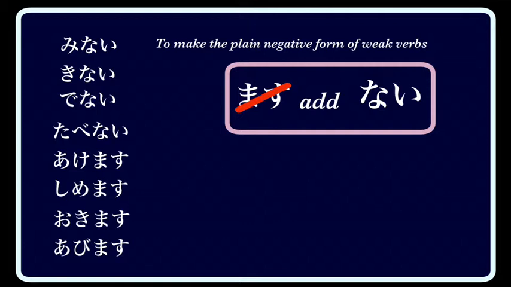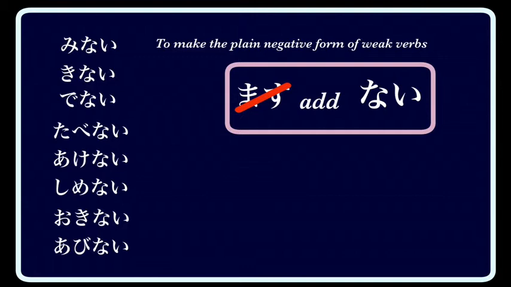Akemas, to open, akenai, don't open, not open. Shimemas, to close, shimenai, not close. Okimas, to wake up, okinai, not wake up. Abimas, to shower, abinai, to not shower. Very simply, the weak verbs in Japanese simply remove the mas and add nai to make the plain negative. This is the plain negative.